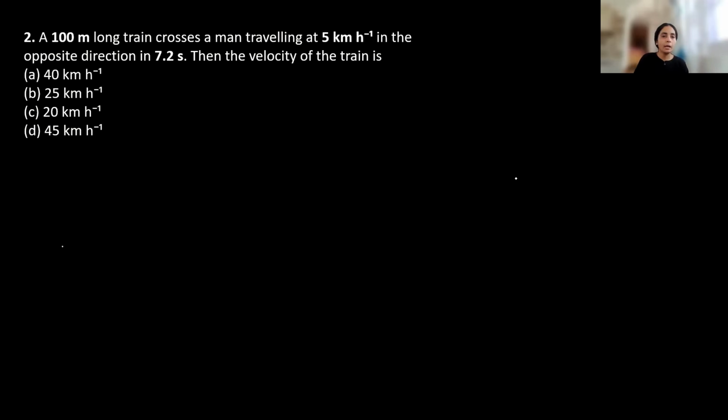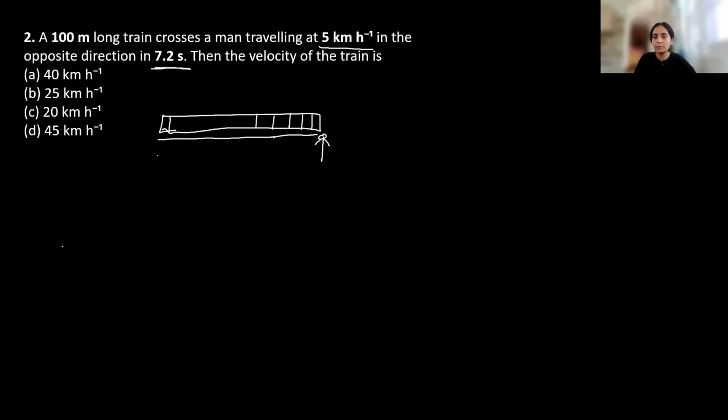चलो आगे बढ़ते. A 100-meter long train crosses a man traveling at 5 kilometer per hour in the opposite direction in 7.2 seconds. Then the velocity of train is what? So we have a 100-meter long train. Suppose कर लो यहाँ पे आदमी rest में खड़ा है. अगर ये rest में खड़ा है, in that case, for this train will have so many compartments, है ना, बहुत सारे compartments होंगे. So in order for this train's last compartment to pass through this person, done है, how much distance this train must have covered equal to its length, right.